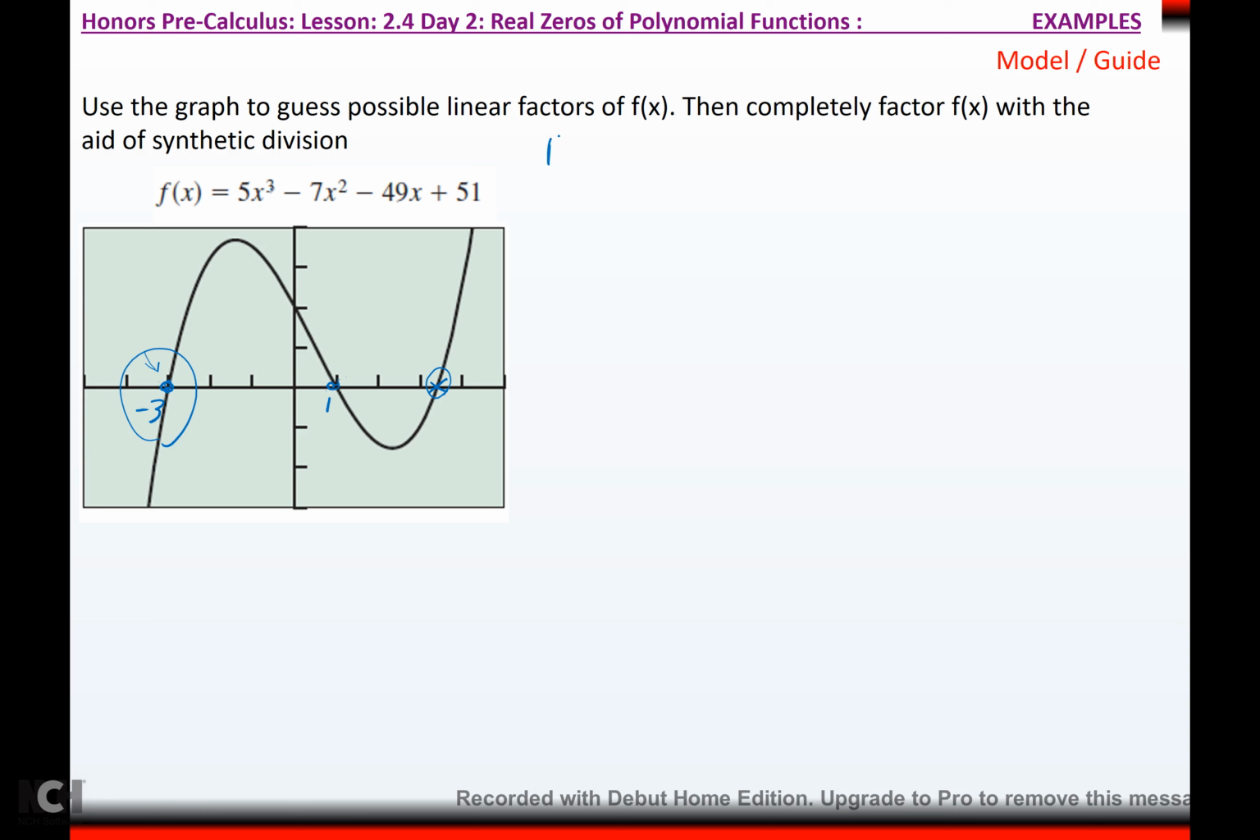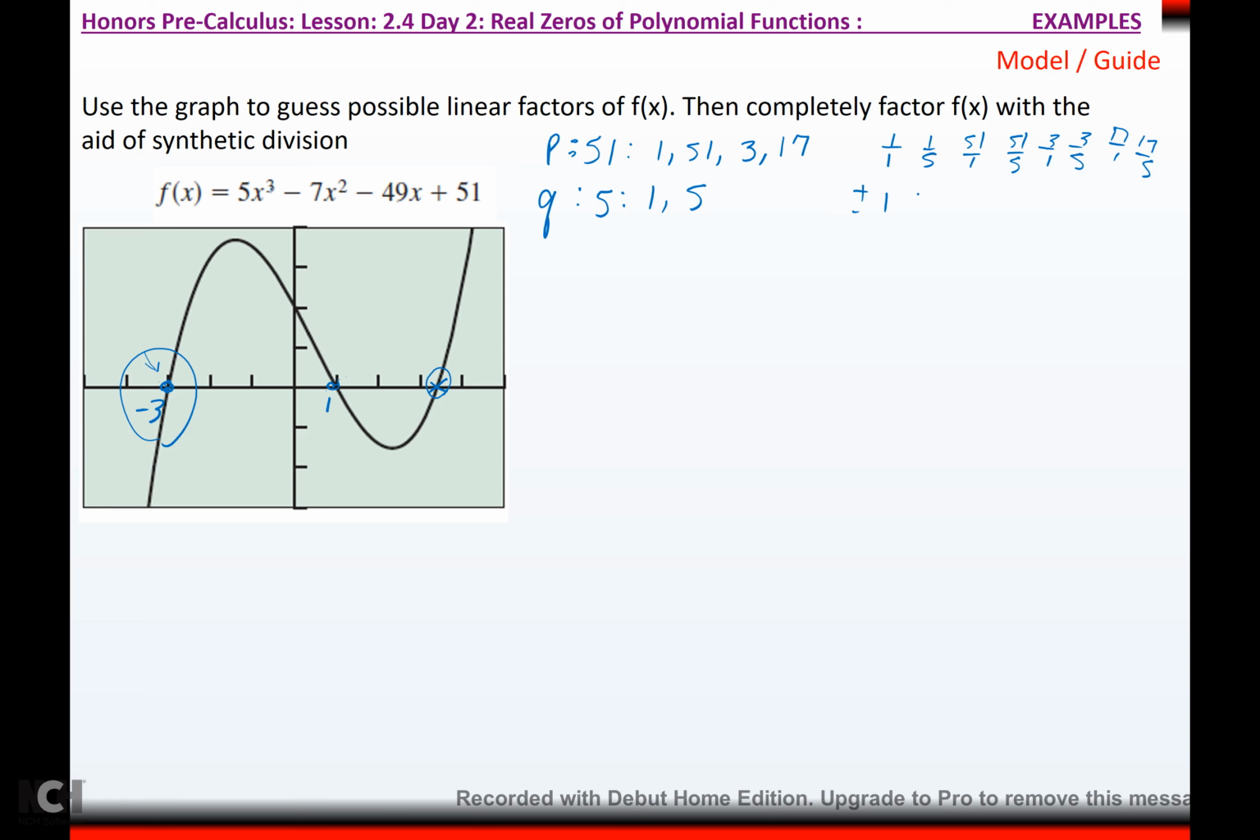I'm actually going to use my PQ list. P is going to come from factors of 51, which are 1, 51, 2 doesn't work, 3 goes in there 17 times, and I think that's it. My Q is factors of 5, 1 and 5. So my possibilities are 1 over 1, 1 over 5, 51 over 1, 51 over 5, 3 over 1, 3 over 5, 17 over 1, 17 over 5.